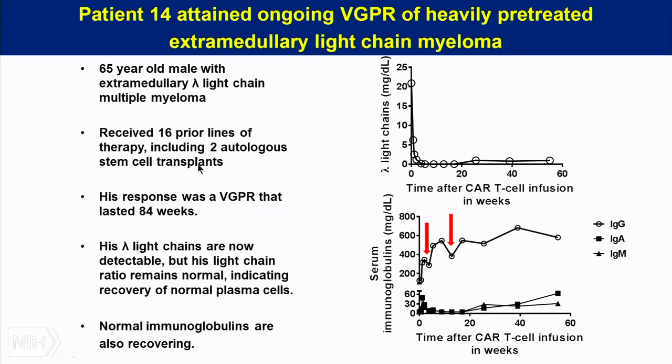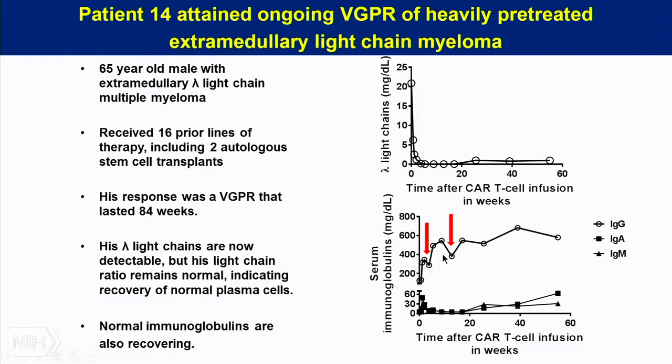So here's patient number 14. He had 16 prior lines of therapy before he went to get CAR T cells, including 2 autologous stem cell transplants. His response was a very good partial remission that lasted 84 weeks. And then, unfortunately, his myeloma relapsed in his brain and his central nervous system, which is unusual. So this is his light chains. It's a measurement of multiple myeloma. It dropped very quickly. So one thing about CAR T cells is they work fast. Within a week or 2, you can usually see a response.